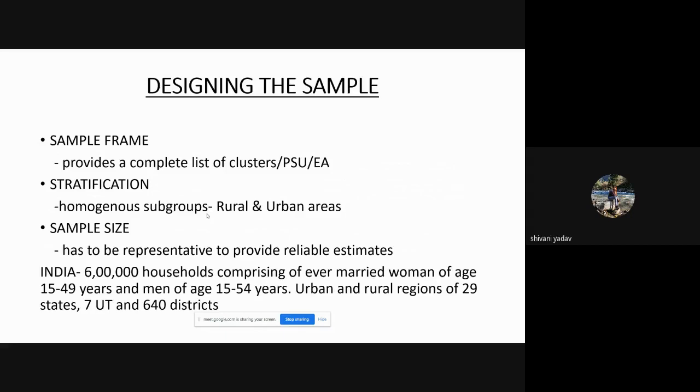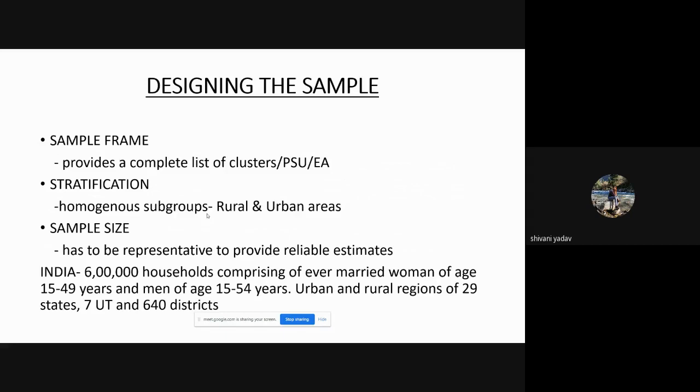and this frame provides you a complete list of clusters and PSUs. So what are clusters? They are villages in rural areas, and in urban areas they are city blocks. So you have a sampling frame which has a list of these clusters. The second step is stratifying these clusters on the basis of, say, rural and urban areas. So you group them into further homogeneous subgroups like rural and urban areas.